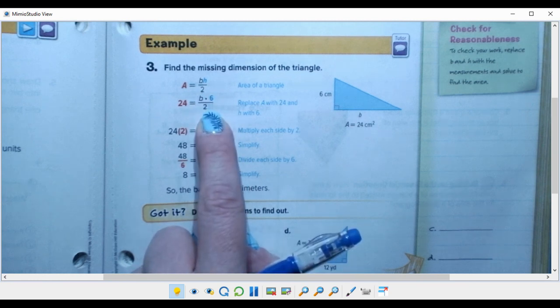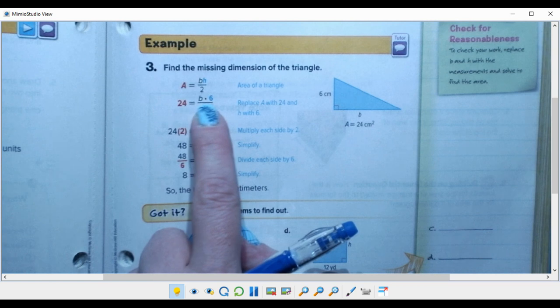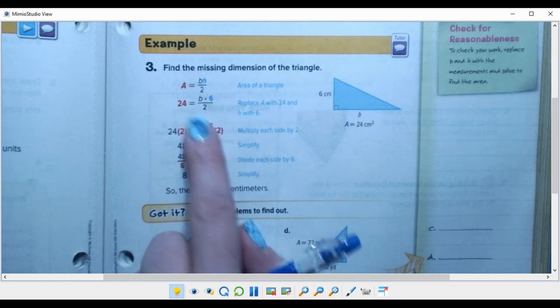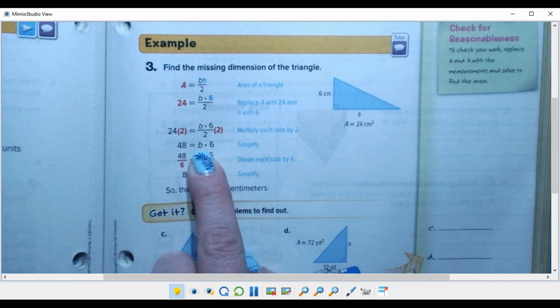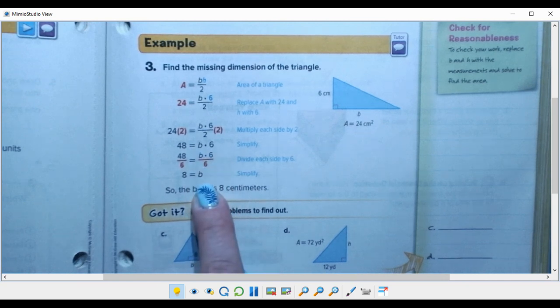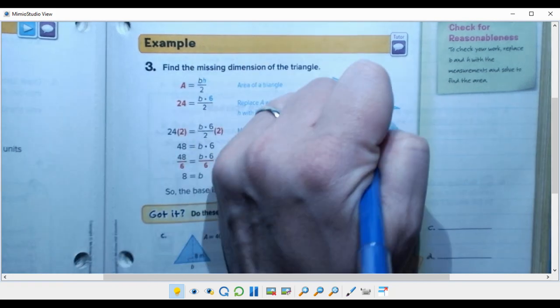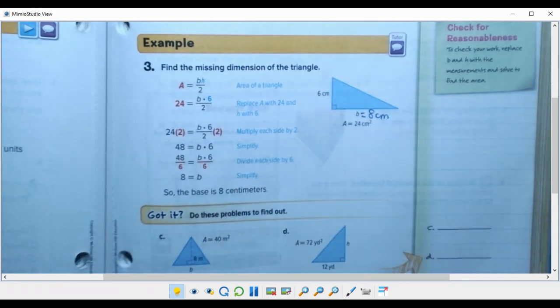All right, now how do we undo this? It's a little tricky. I'm going to divide last, so it's the first thing I'm going to undo. So let me double my 24. That'll give me 48. And then 48 equals something times 6. Well, 6 times 8, find that by division. So B must be 8. This is an 8 centimeter side.